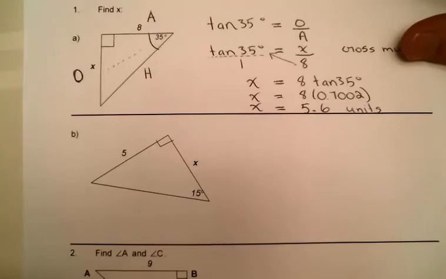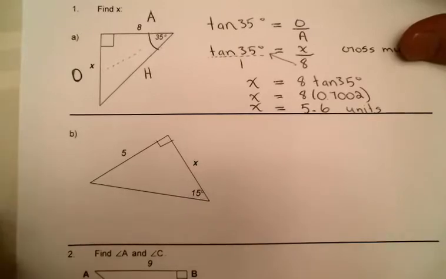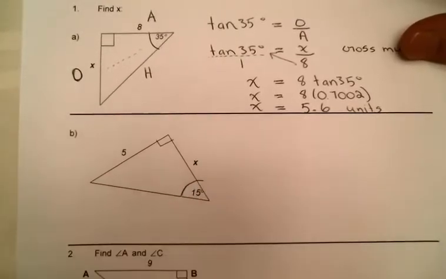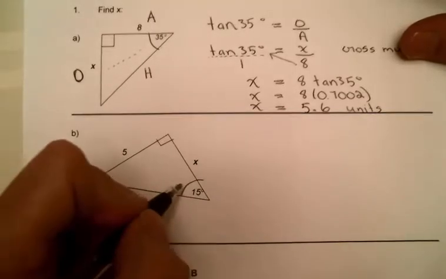Let's look at example B. I'll set it up, you try it, and then you can check your answer against mine. So again, we want to find side x. This time the reference angle is over here. It's 15 degrees. You go through the steps.